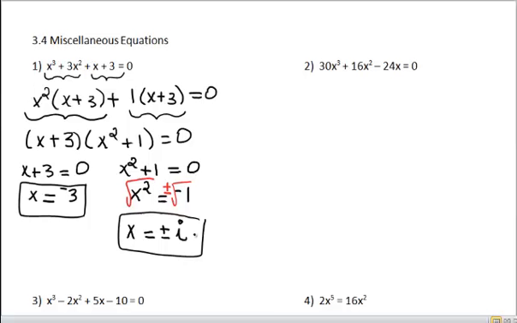You can check this as well. You just check it by substituting each of your answers back into the original equation, and it should make it true. Okay, so let's try number 2.